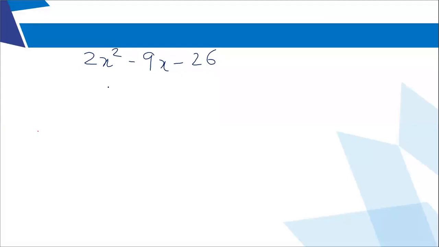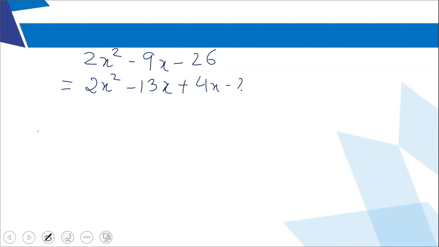Okay, Guneet, you answer. X plus 2 and 2x minus 13. Very good. How have you split that middle term? Minus 13x plus 4x. Very good. The final answer is 2x minus 13 plus 4x minus 30x. It's okay, rearrange it in the next step also.